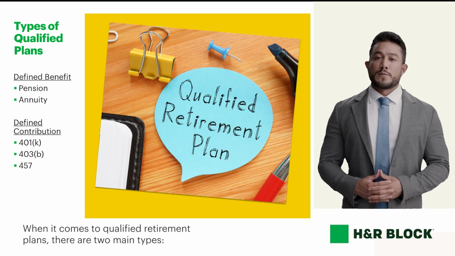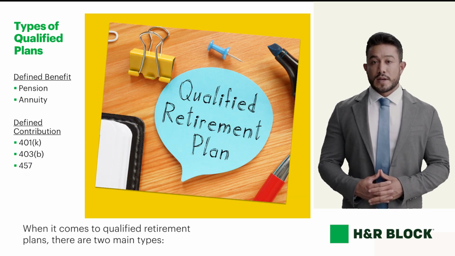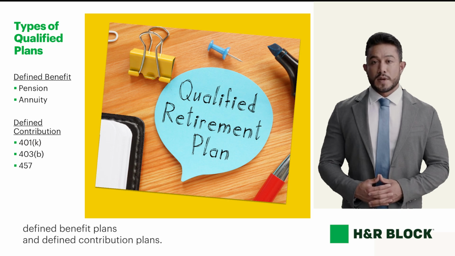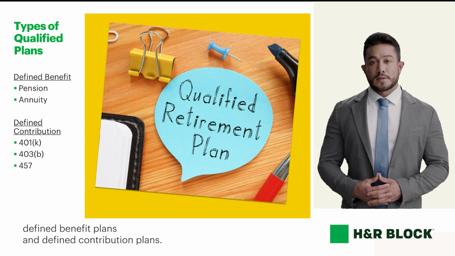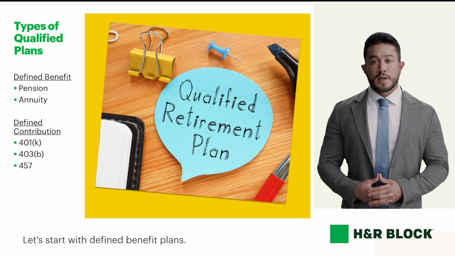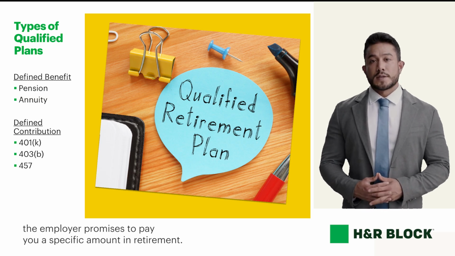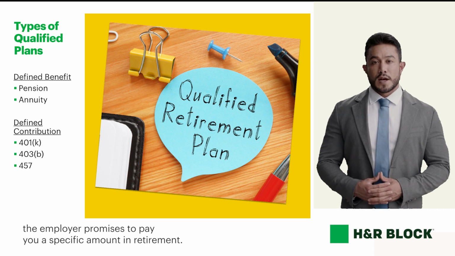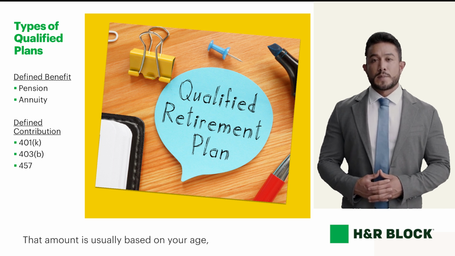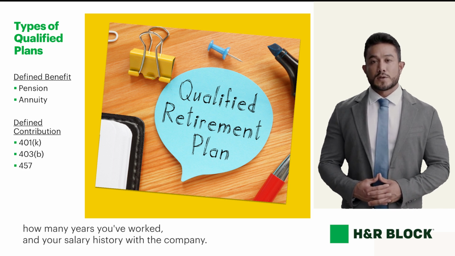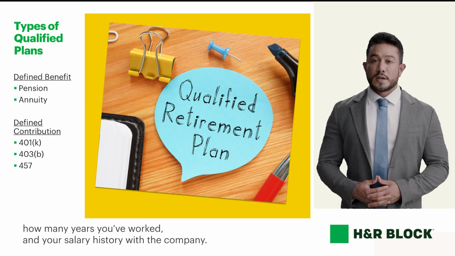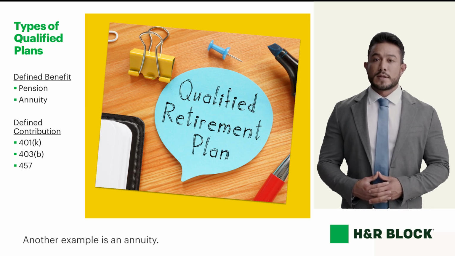When it comes to qualified retirement plans, there are 2 main types: defined benefit plans and defined contribution plans. Let's start with defined benefit plans. These are the traditional ones like pensions. With this type of plan, the employer promises to pay you a specific amount in retirement. That amount is usually based on your age, how many years you've worked, and your salary history with the company. Another example is an annuity.